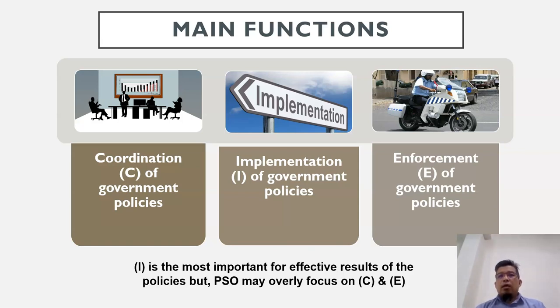But if you look at the note at the bottom there, implementation is the most important for effective results of the policies, but public sector organizations may overly focus on coordination and enforcement. You can understand, because implementation is basically providing direct services, like education, like transportation, good infrastructures, whereas enforcement is just to make sure that things are in order. Of course, it's important. All three of them are necessary. They are all important to make sure that government can provide good services.